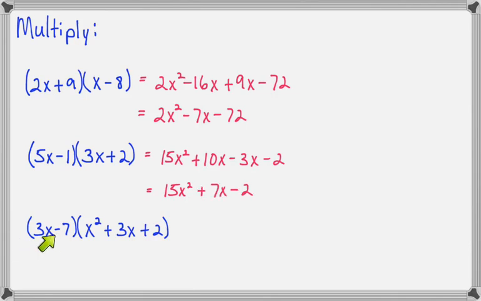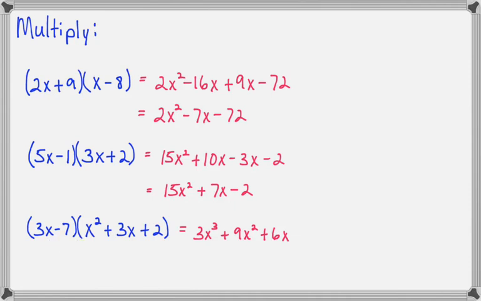And now we'll do a two-term, a binomial, times three terms, which is called a trinomial. So the process is the same. We will still distribute the 3x, and then we will distribute the negative 7. So here we go. 3x times x squared is 3x to the third. 3x times 3x is 9x squared. 3x times 2 is 6x. Now we distribute the negative 7.